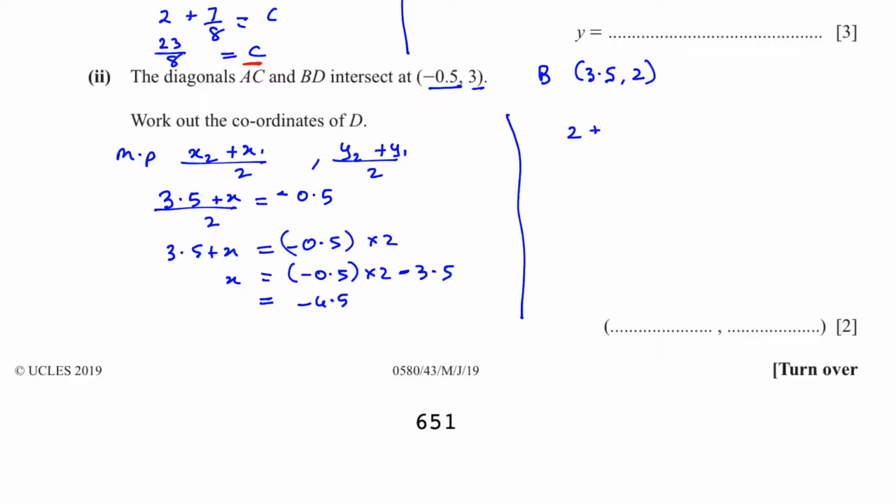(2 plus y) over 2 is equal to 3. This 3 we take from here. Therefore, 2 plus y is equal to 3 multiplied by 2, and the other 2 we bring to the other side, it will become -2, so y is 4. So x is -4.5 and y is 4.